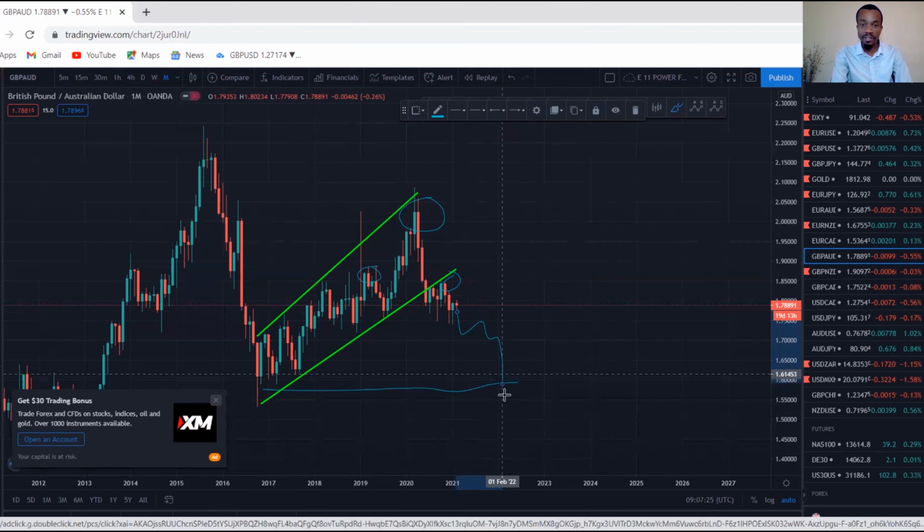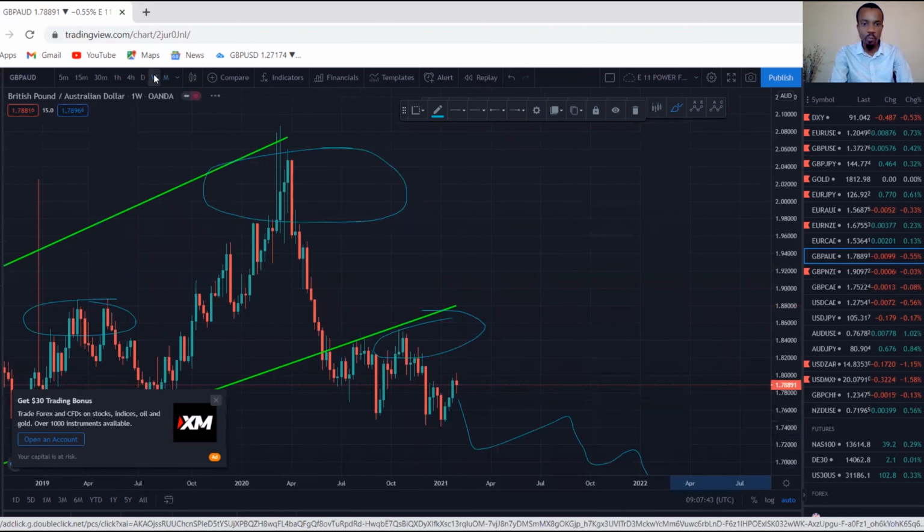If price then decides to break, we wait for a retest and continue with price to the downside, depending on what happens. But price can decide to do anything it wants; at the moment everything is showing that we are still bearish from a monthly time frame. Let's take a look at our weekly time frame.